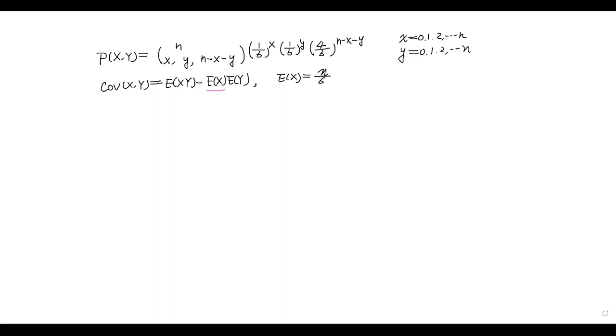We can get it from that, or let's just get it from the joint distribution definition and see if we can get it. The expected value here is the sum over Y from 0 to n and X from 0 to n of X times n factorial over X factorial, Y factorial, and n minus X minus Y factorial, times 1/6 to the X, 1/6 to the Y, and 4/6 to the n minus X minus Y.